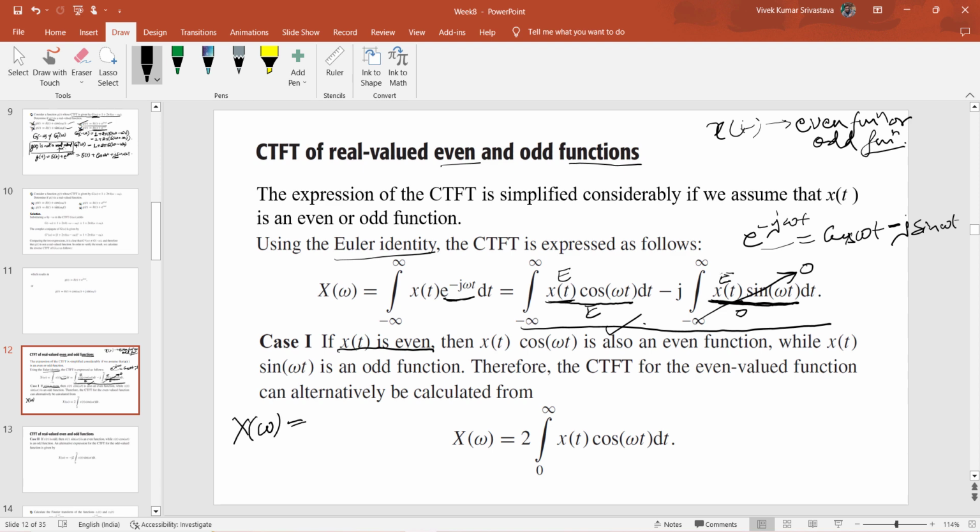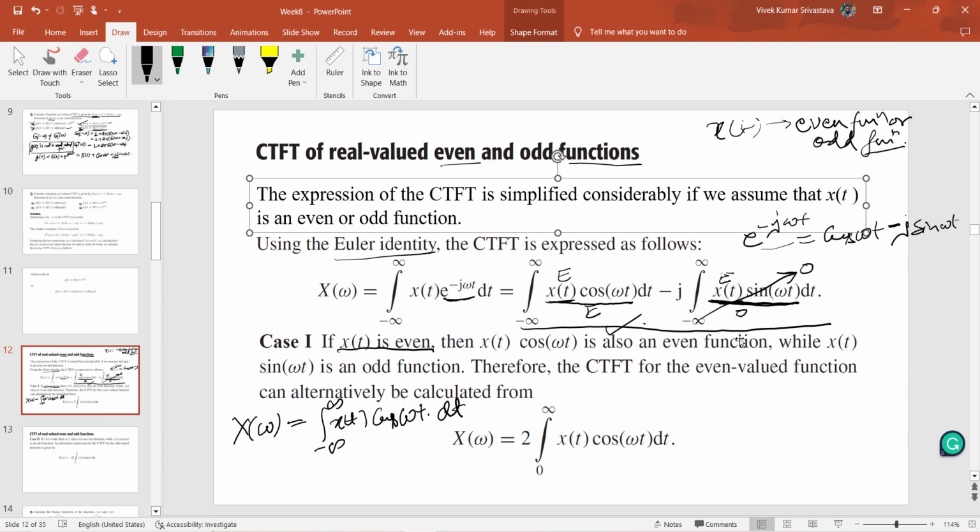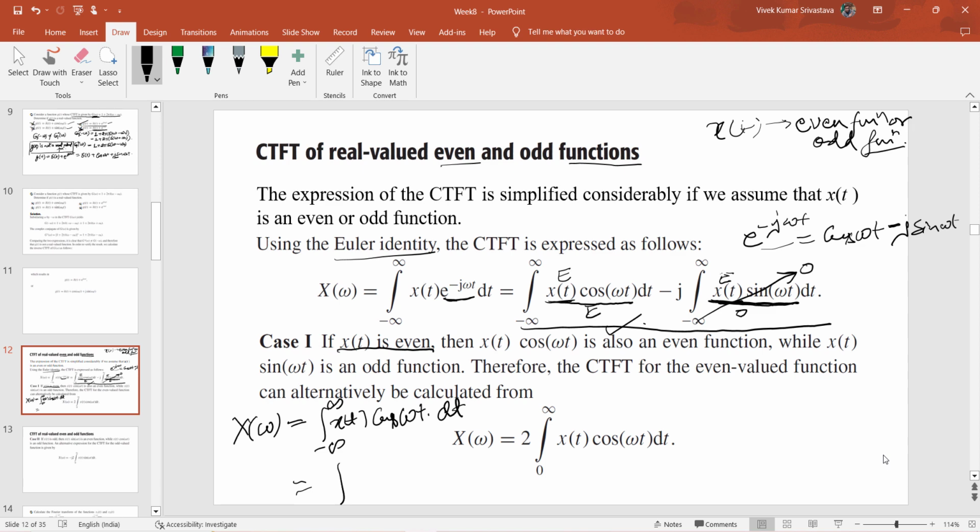For an even function, X of omega is nothing but the integral from minus infinity to infinity of x of t cos of omega t dt. Now we can use the mathematical identity, from which this integral is nothing but 2 times the integral from 0 to infinity of x of t cos of omega t dt. So for an even function we can evaluate the Fourier transform by using this equation.